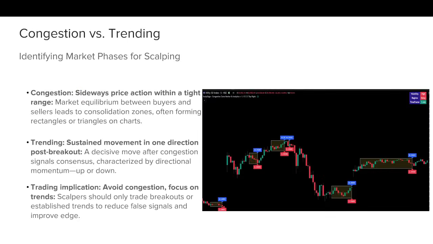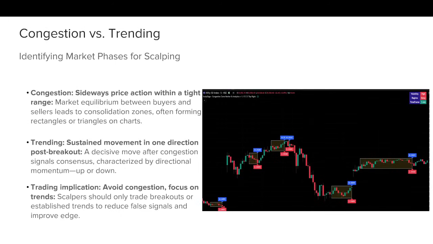So identifying market phases for scalping. Congestion, sideways price action with a tight range. Market equilibrium between buyers and sellers leads to consolidation zones, often forming rectangles and triangles on chart. On your right hand side, you see a picture where the congestion zones are actually marked with the high and the low of the congestion zone in a level. So if you see clearly, after this congestion zones, actually a move comes, right?